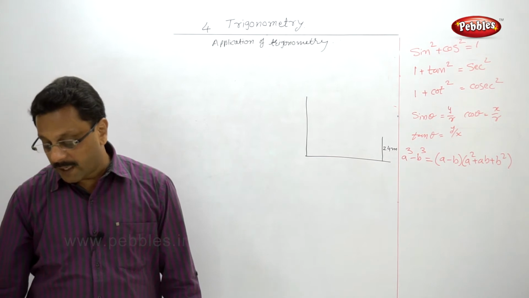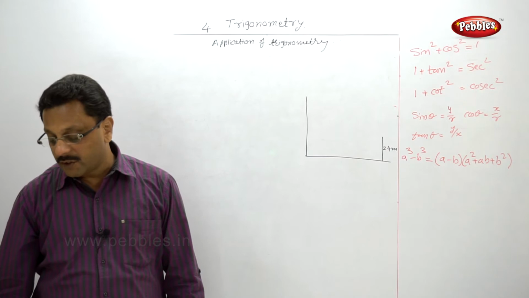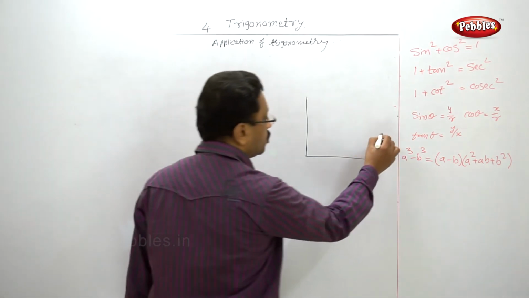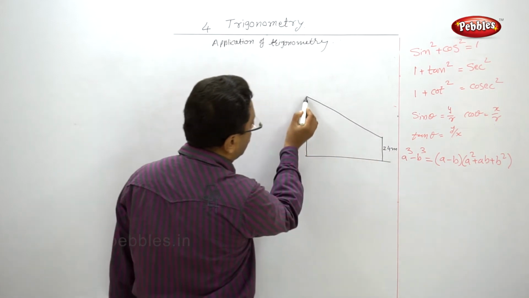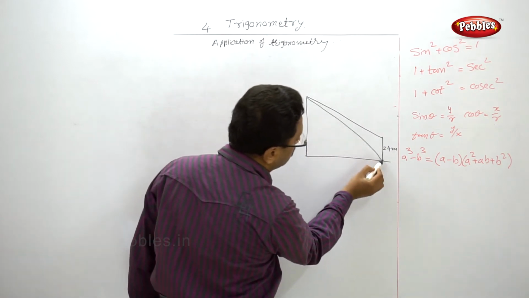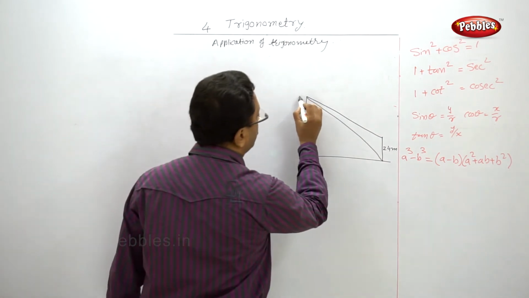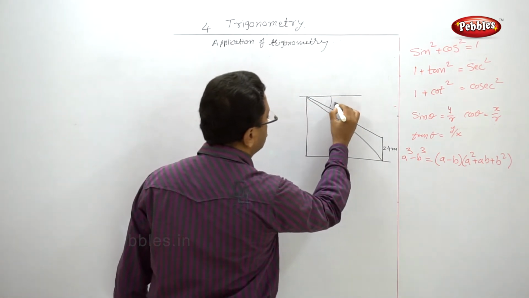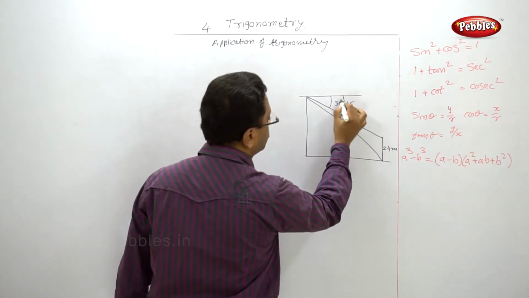From the top of the lighthouse, the angle of depression to the top of the mast and base of the ship is 30 and 45. So top of the mast is 30 and base of the ship is 45. So this is the angle of depression. So this angle is 30 and this bigger angle is 45.